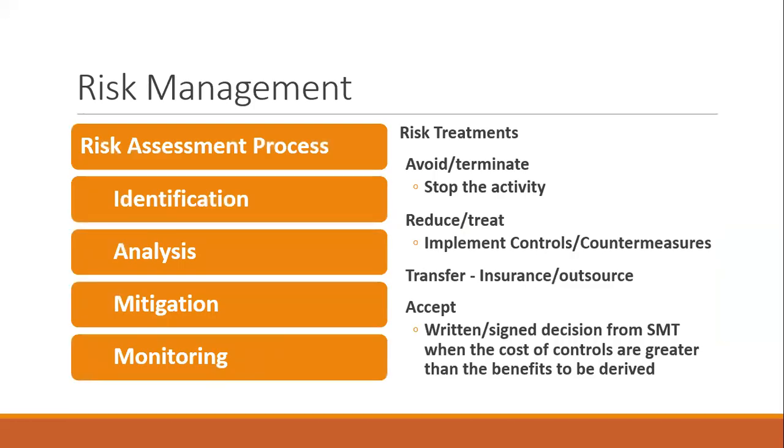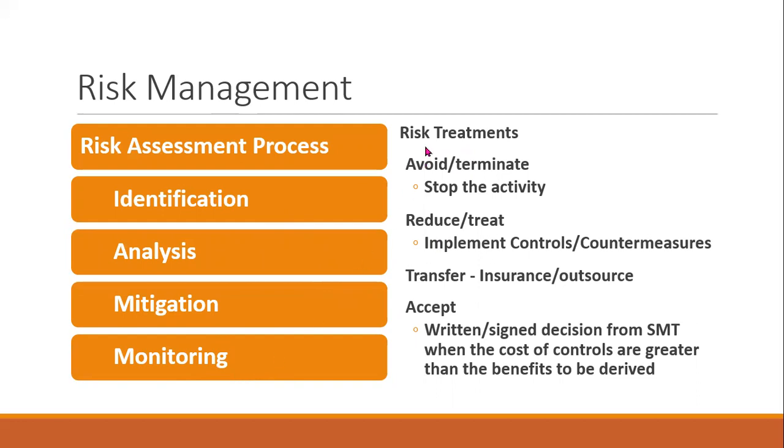What is the risk management process or the risk assessment process? How do we assess a risk? We first start by identifying the risk. If you don't identify the risk, you cannot assess it. Then we conduct our risk analysis, where we take a look at risk treatments and select the appropriate risk treatment. Then we mitigate the risk by treating it, and then we monitor on an ongoing basis.